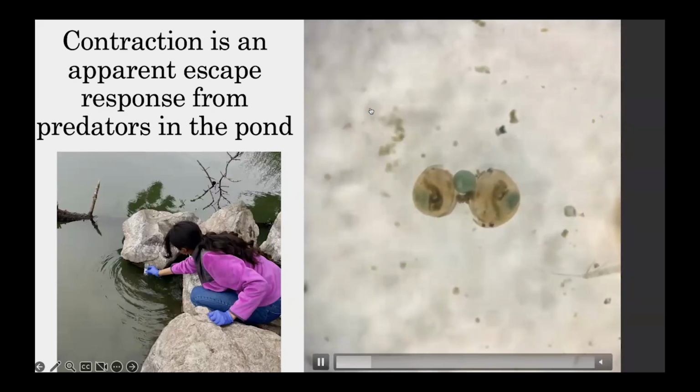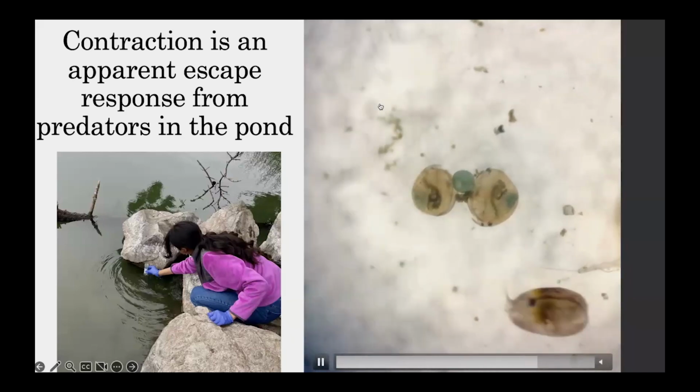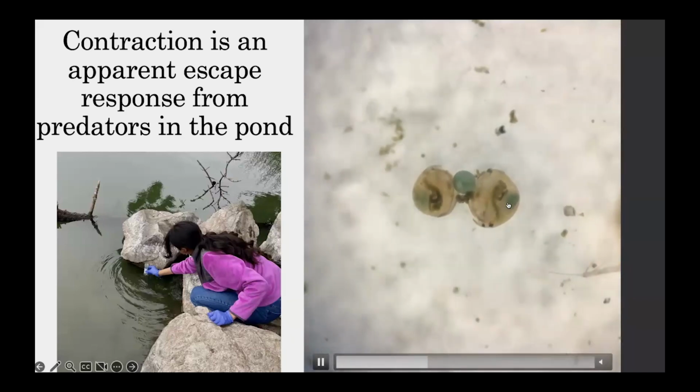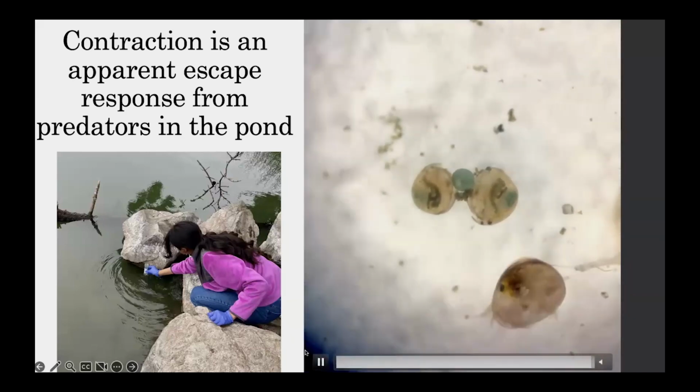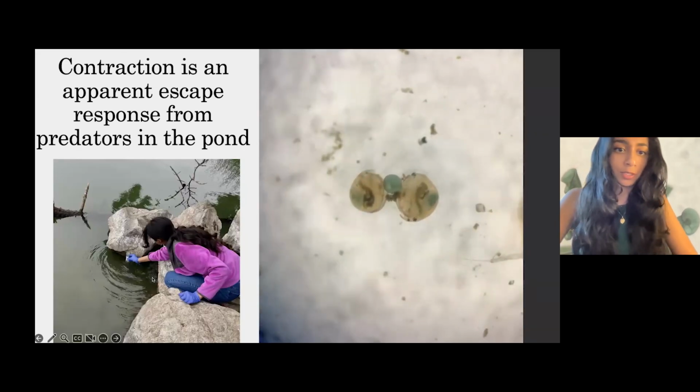But contraction is actually adaptive and helps the stentor escape from these critters here, as well as a number of other predators, including me. I could be a predator too. Some people have sequenced the guts of humans and found traces of stentor. So next time you drink out of a pond, you might find some stentor inside of you.